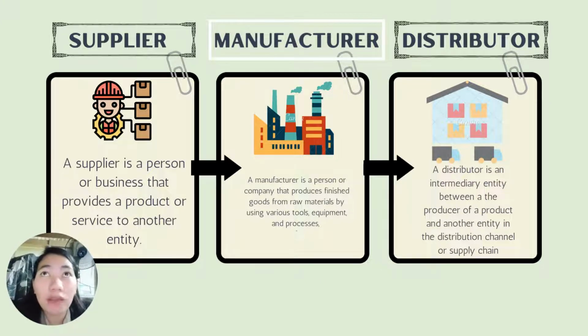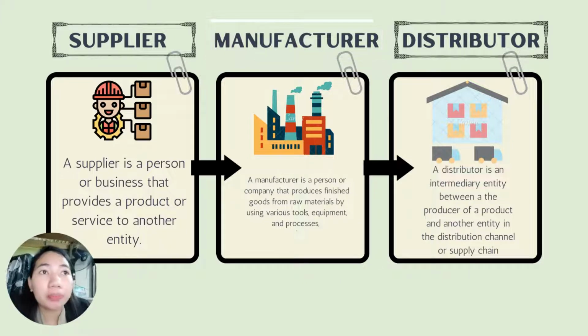So when we say manufacturer, a manufacturer is a person or company that produces finished goods from raw materials by using various tools, equipment, and processes, and then sells the goods to consumers, wholesalers, distributors, retailers, or to other manufacturers for the production of more complex goods. So the manufacturer is the one who manufactures the goods from the materials that the suppliers bring.